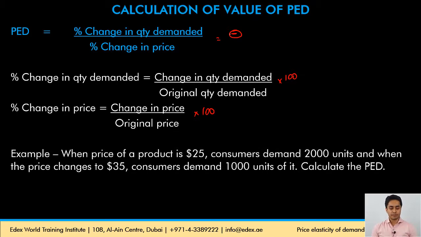Example we have here. The price of the product was $25 and consumers demanded 2,000 units of that product. When the price changed to $35, the consumers demanded only 1,000 units of it. So you can see the law of demand is applying here. Price has gone up, quantity demanded has gone down.